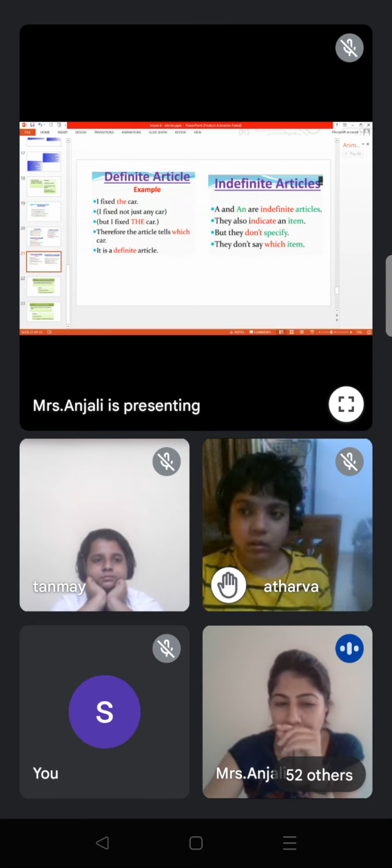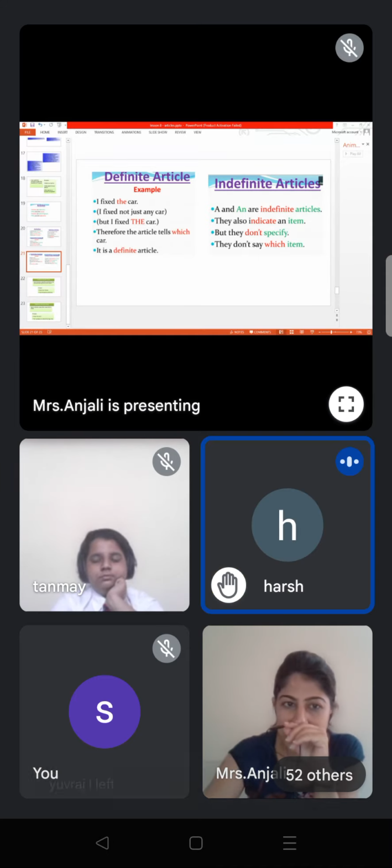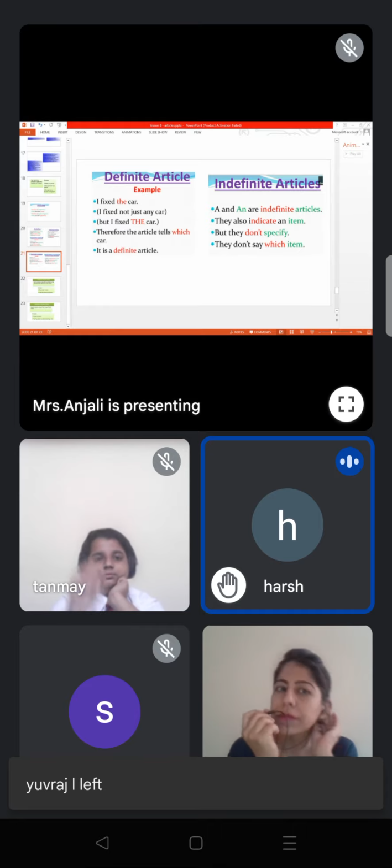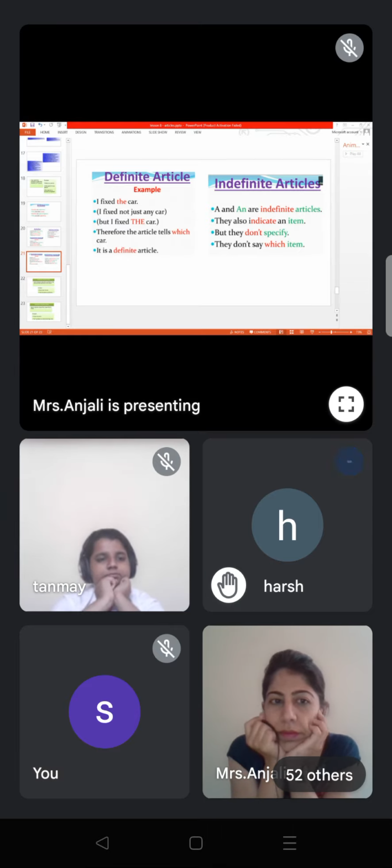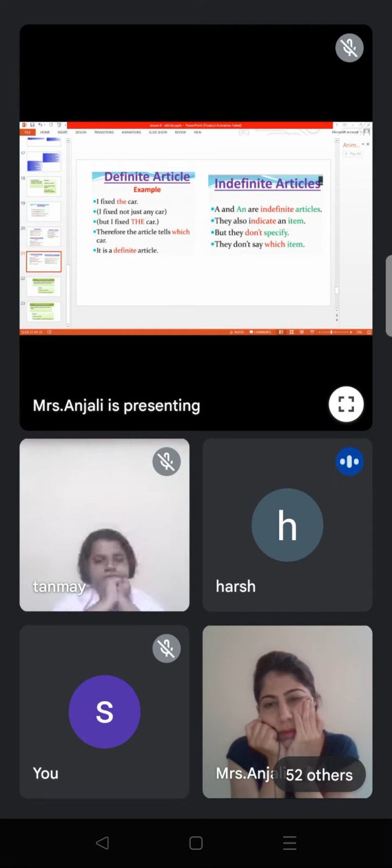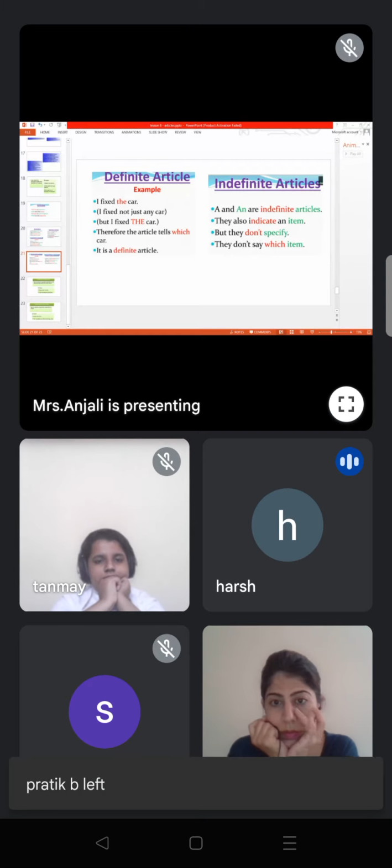Yes, Harsh, can you read the screen? Definite article. I fix the car. I fix not just any car, but I fix the car. Therefore, the article tells which car. It is a definite article. Indefinite articles: A and an are indefinite articles. They also indicate an item, but they don't specify which item.